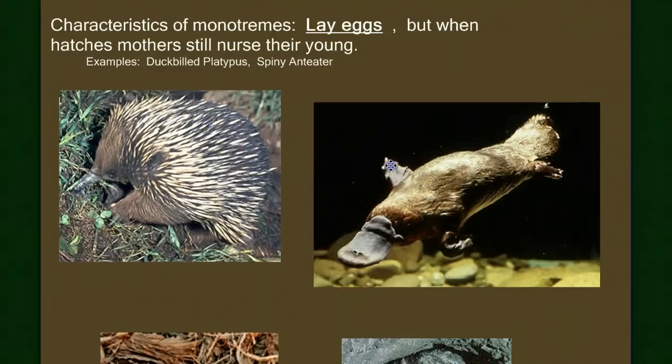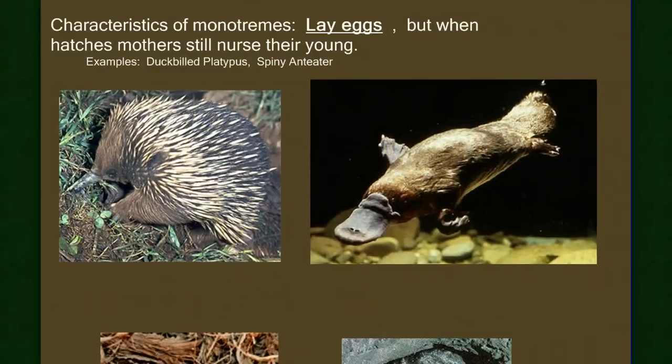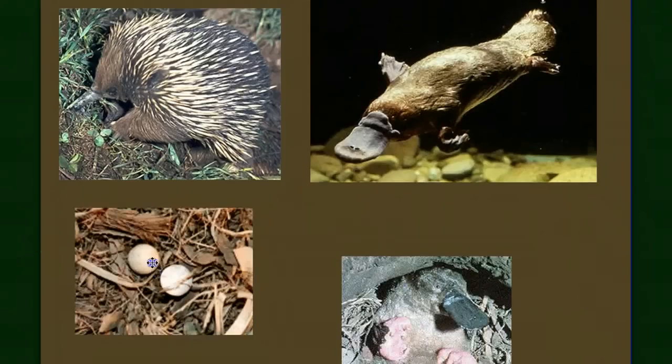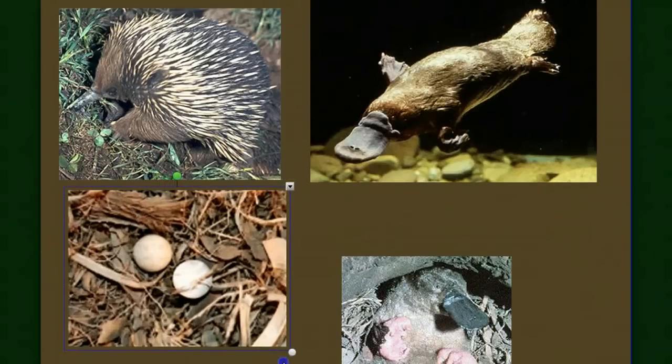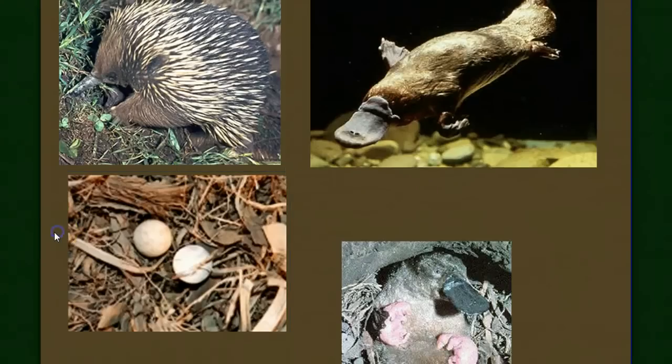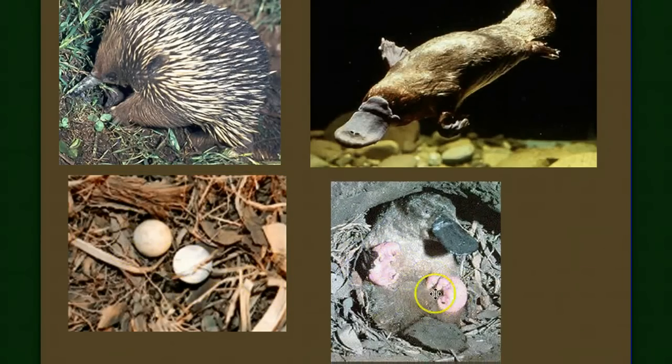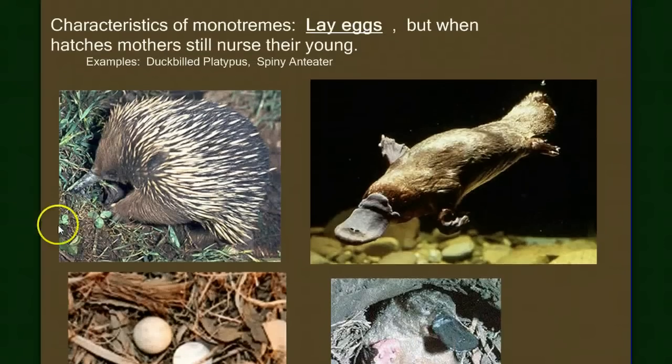We don't think of mammals laying eggs, but they do. And the egg that they lay is kind of reptilian. It's a leathery egg rather than a hard-shelled egg, so more like the reptile egg than the bird egg. But when the young are hatched from these eggs, they still nurse like all mammals do from the mammary glands of the mother. Now, the only examples of the monotremes that we know of are the spiny anteater, or the echidna, and the duckbill platypus.